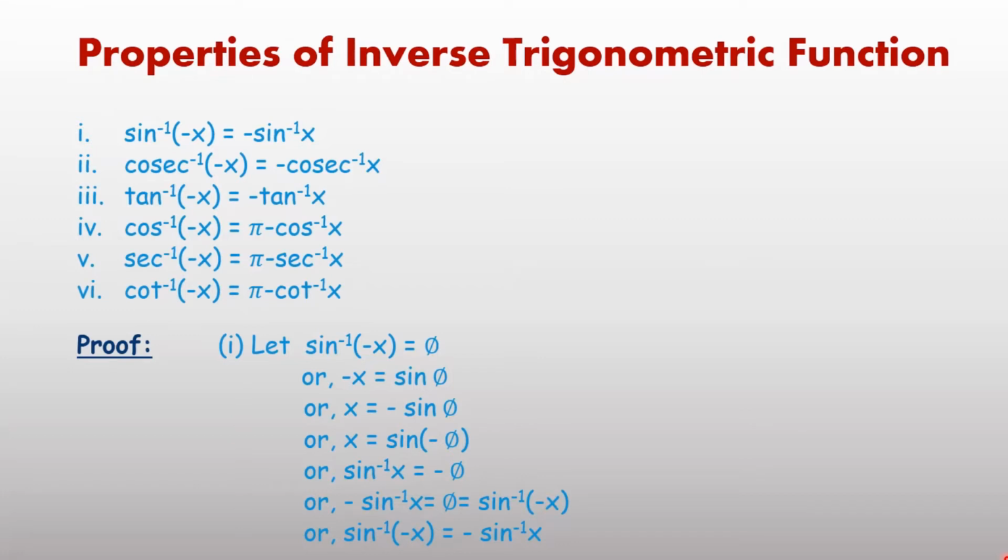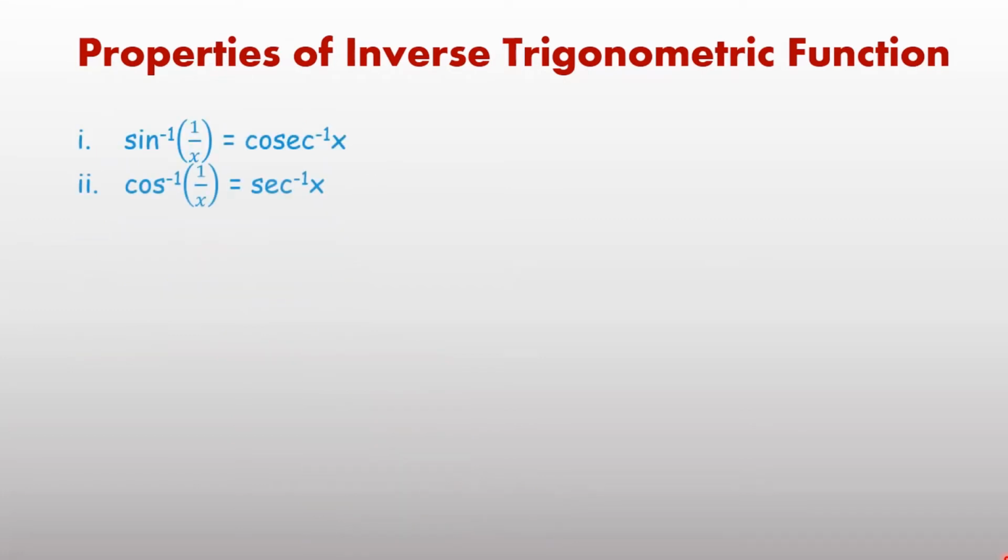Next group of properties, sin inverse 1 upon x equal to cosec inverse x. Cos inverse 1 upon x equal to sec inverse x. Or also we can write as sin inverse x equal to cosec inverse 1 upon x. Or cos inverse x equal to sec inverse 1 upon x. Tan inverse 1 upon x equal to cot inverse x.